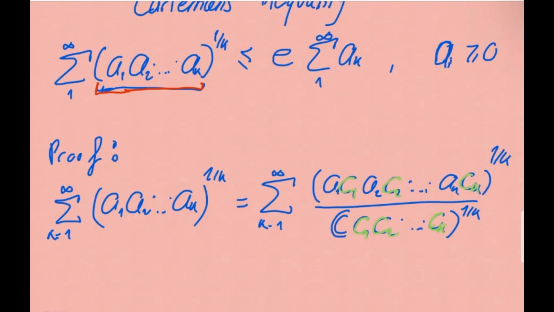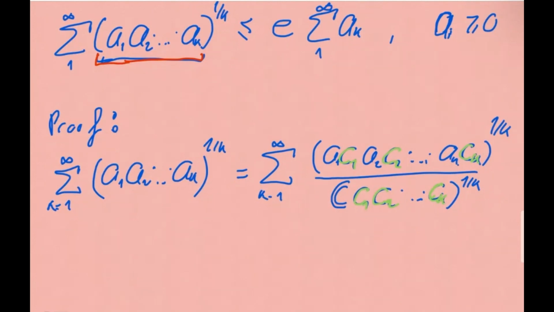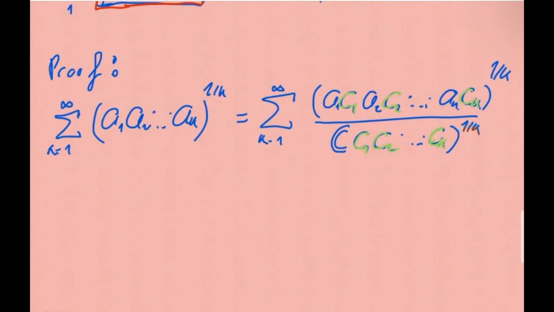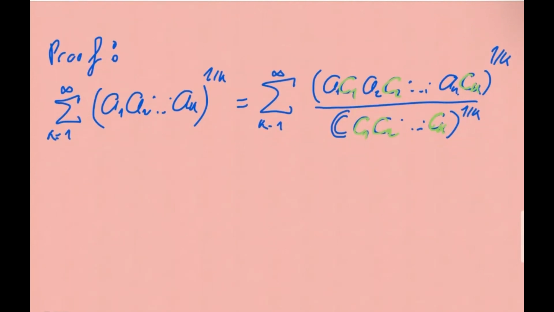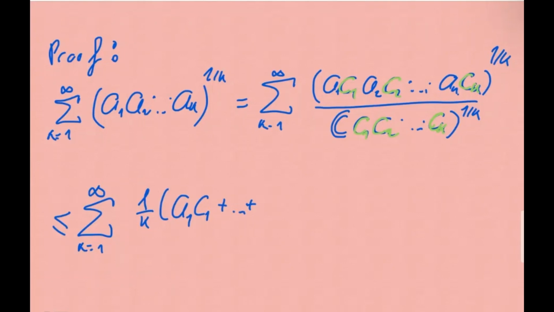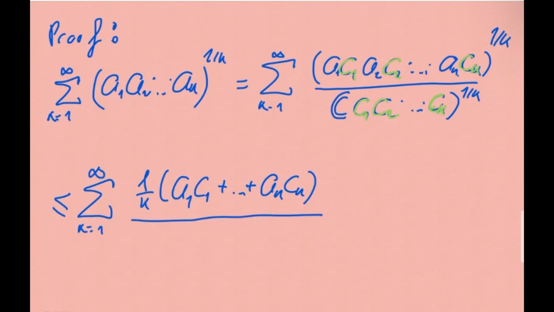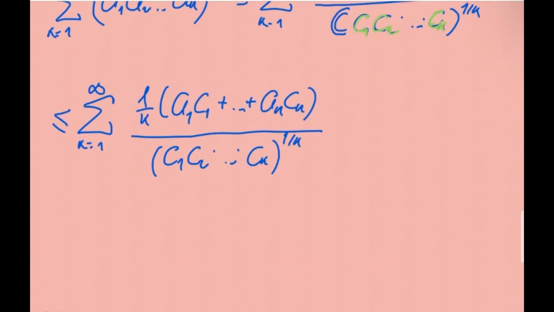At first glance, this trick seems very arbitrary, but you will see why it's a very interesting tool to make estimations. Now let's use the AM-GM inequality. This is smaller or equal to the summation k equals 1 to infinity, and specifically on the numerator, 1 over k times a1 c1 summed up until ak ck. Oh no, there's no power anymore, we already used the AM-GM inequality over this. This is divided by the term c1, c2, ck to the power of 1 over k.